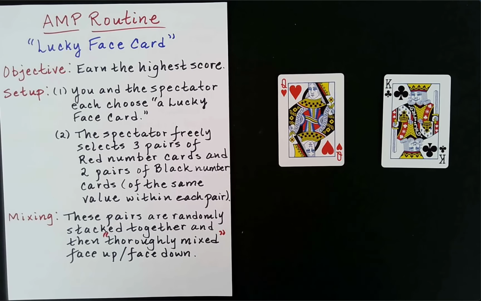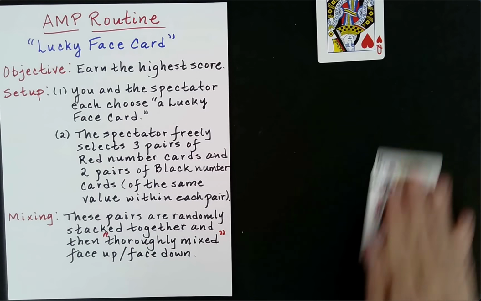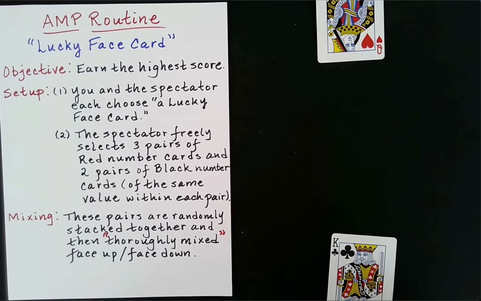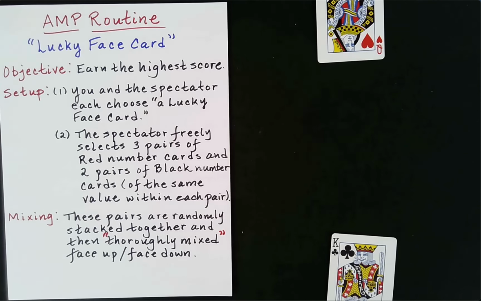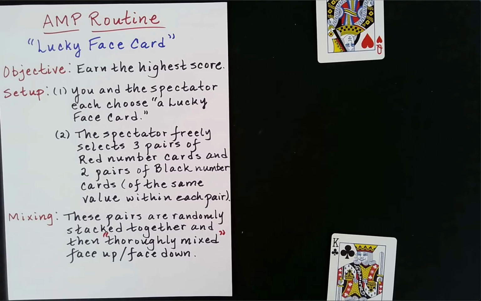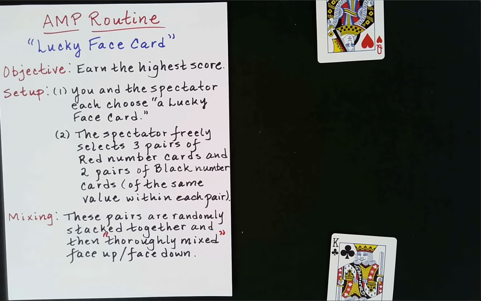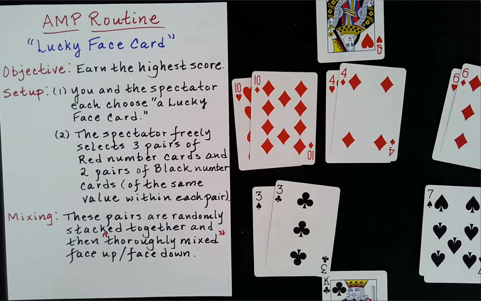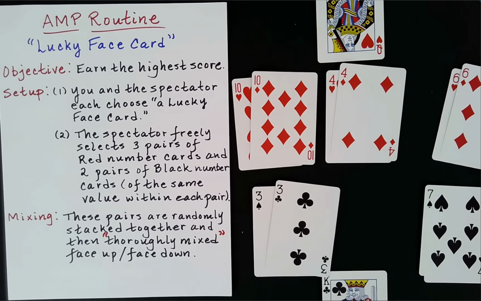Okay, so there we go. So maybe they choose that one, and then I choose this one. Okay. Now, the spectator can freely select 3 pairs of red numbered cards and then 2 pairs of black numbered cards. So these pairs are randomly stacked together and then thoroughly mixed, face up, face down.